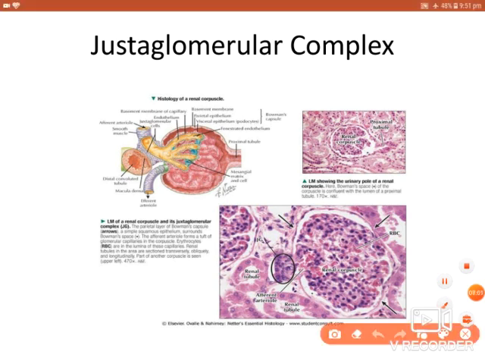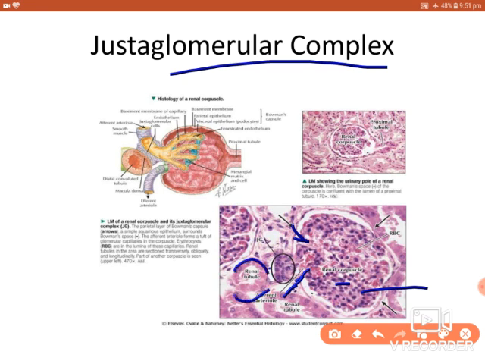Next is the juxtaglomerular apparatus, or juxtaglomerular complex. Here you can see the renal corpuscle. You can see there is an afferent arteriole. This is the distal convoluted tubule. Here you can see the juxtaglomerular cells also.